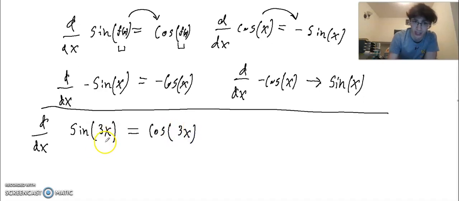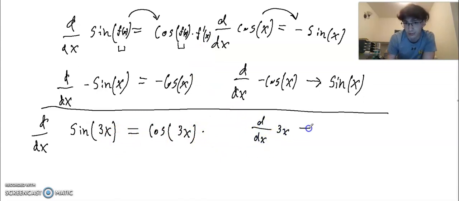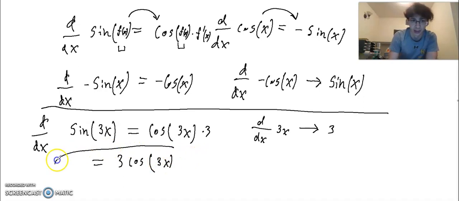We ignore the inside. But then, of course, we also have our chain rule, so we'd have to multiply by the derivative. And the derivative of 3x with respect to x by the power rule is just 3. So we multiply it by 3, and we get 3 cosine of 3x. And that would be our answer.